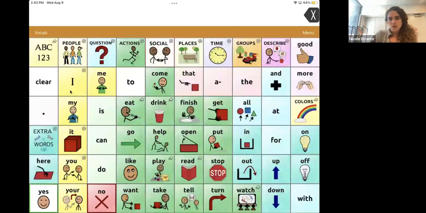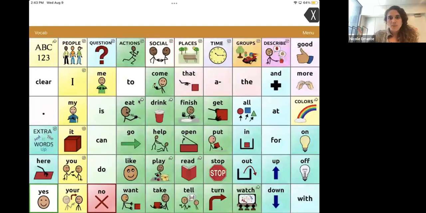So the yellow words are pronoun and people words. Green are action words, verbs. Blue is like preposition, location words. When you see the little arrow in the corner, like eat, that means that page opens up. I will try to show you, but it's going really slowly.